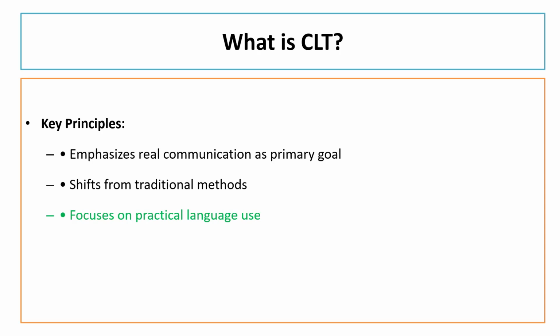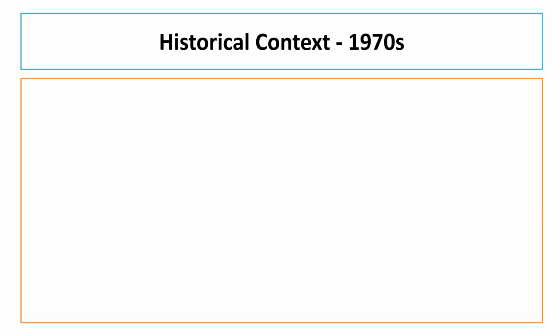Yes, and it's interesting because CLT emerged in the 1970s. That's right. And there were some major changes happening in the world at that time that really shaped its development. So what were those changes and how did they influence the birth of CLT? Well, you have to picture the world back then. Globalization was starting to really take off. Migration patterns were changing. People were moving around more than ever before. And they needed practical language skills to navigate this increasingly interconnected world. So language teaching had to adapt. It had to move beyond just focusing on grammar and vocabulary and think about how to equip learners with the skills to communicate in real-world scenarios.